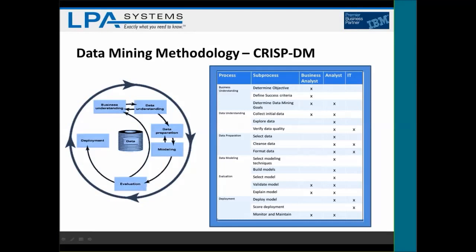On the right-hand side, I'm illustrating here the different roles that are involved: your business analyst, the analyst who's doing the modeling, and then the IT organization. And you can see there's considerable overlap, and there's considerable, all of these steps, the analyst is largely involved with overlap between IT and the business analyst.